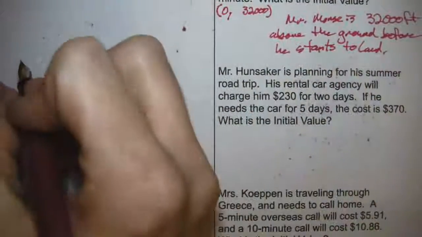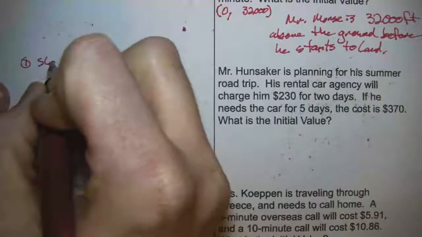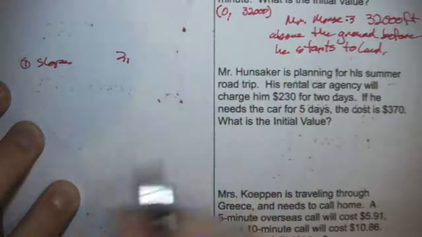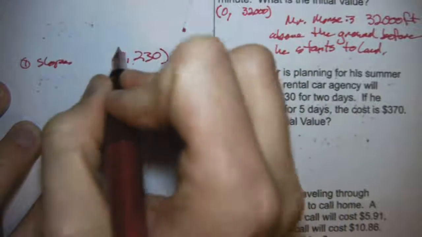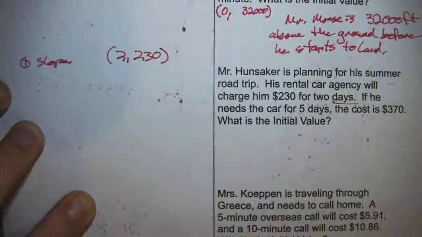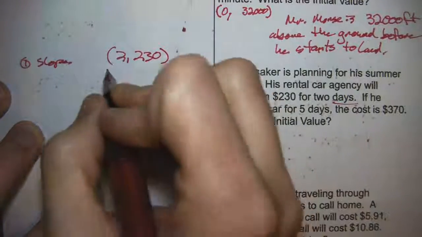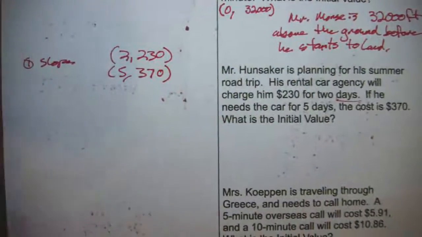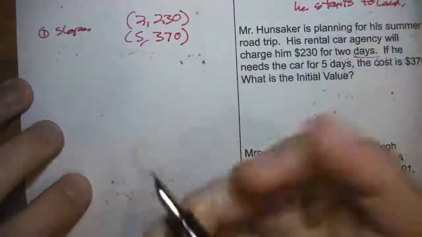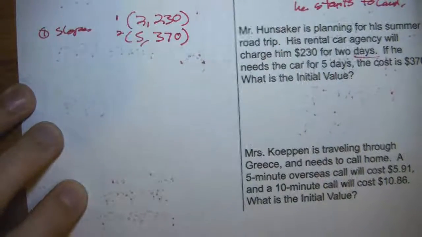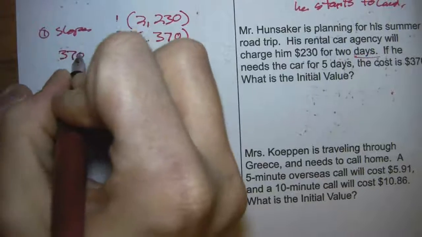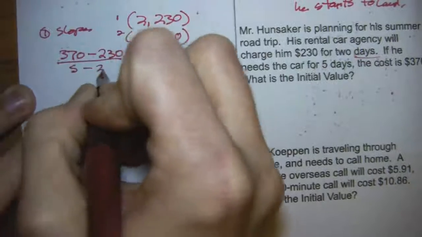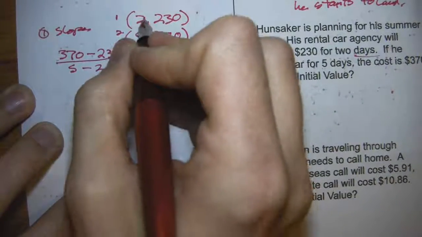So first thing we need to do is find our slope. And in this case, we've got 2 points to pick from. We know that for 2 days, it's going to cost $230. Because remember, time is almost always an x value, so that's why it's in the x position. And then if he needs the car for 5 days, it's going to cost him $370. All right, cool. So first thing we need to do is find our slope. So I'm going to let this be (x1, y1), let this be (x2, y2), and we're off to the races. $370 subtract $230 over 5 subtract 2.